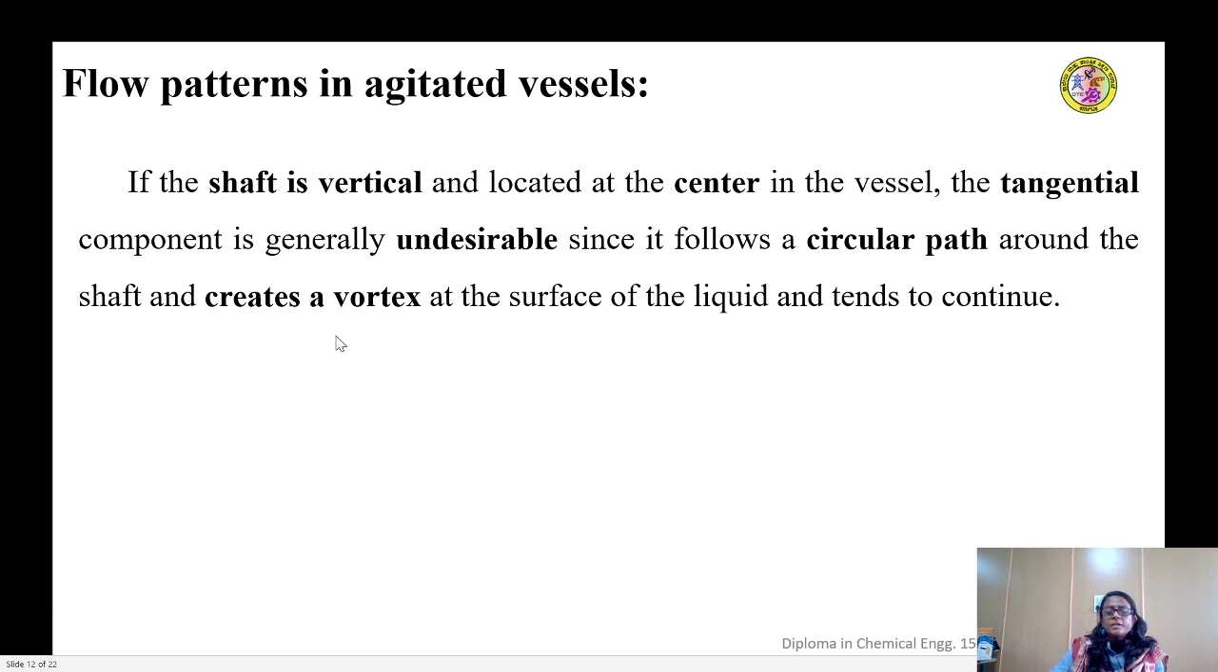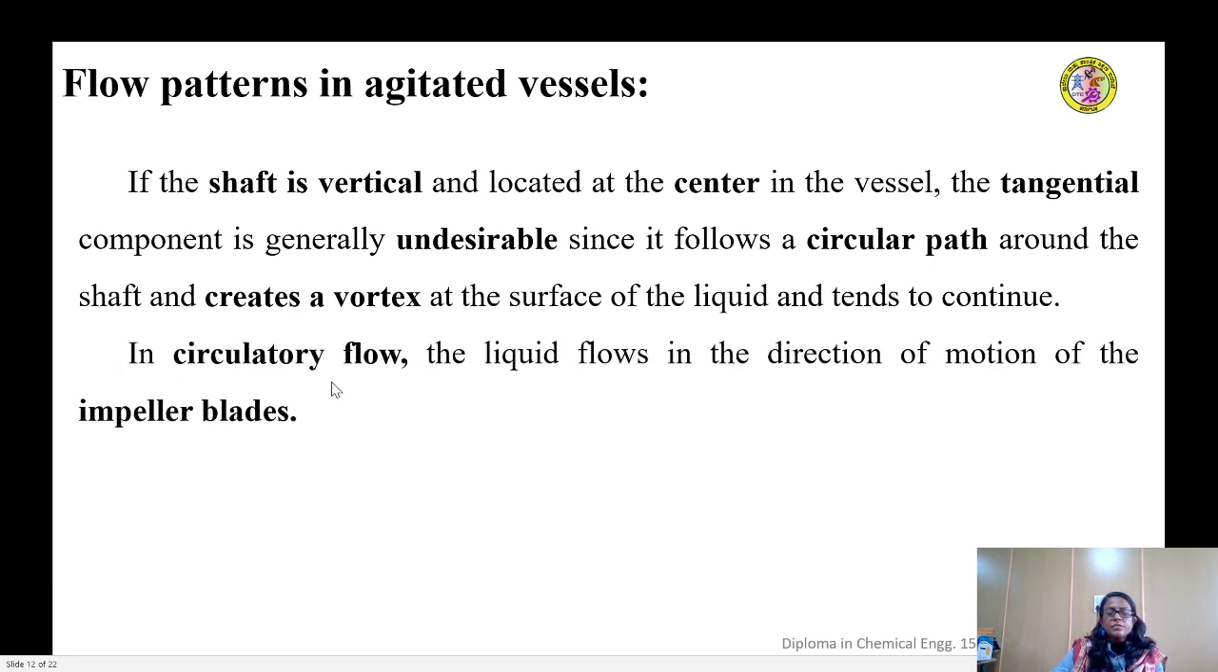So that results in the entering of the air towards the center of the impeller and that leads to insufficient or inefficient mixing of the liquid inside the agitated vessel. So it is understood that the tangential flow currents are undesirable.